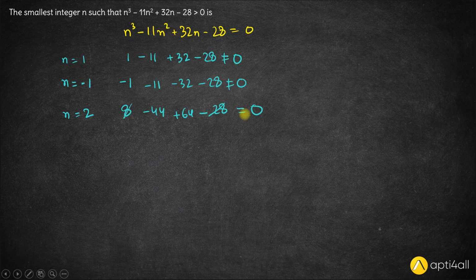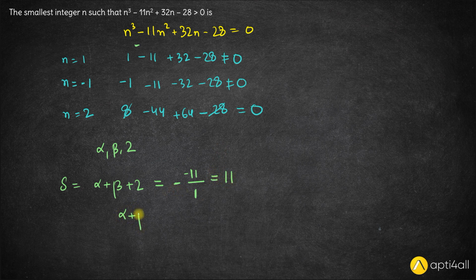Fine. Now if n equals 2 is a root of this equation, let's try to figure out the other 2 roots. Let's say the other 2 roots are alpha and beta, and 2 obviously is a root of this equation. So these are the 3 roots of this equation. Now the sum of the roots is alpha plus beta plus 2. For a cubic equation, the sum of the roots is minus the coefficient of n square, which is minus 11, upon the coefficient of n cube, which is plus 1. So the sum of the roots is 11. Hence alpha plus beta is 11 minus 2, 9.